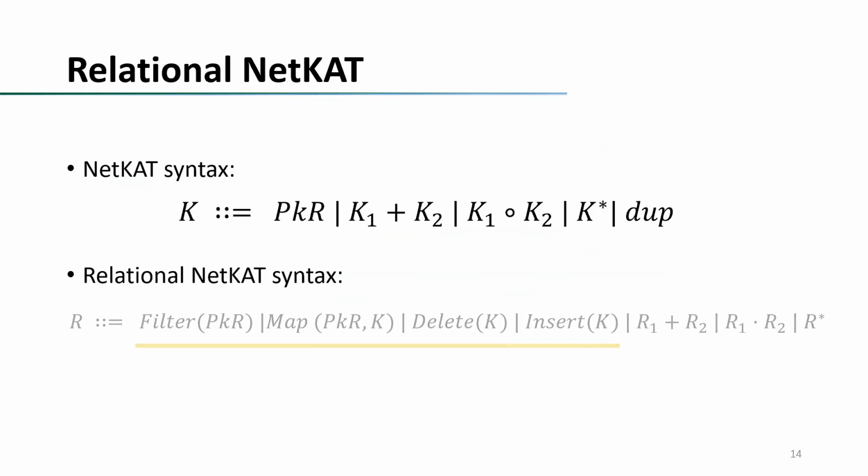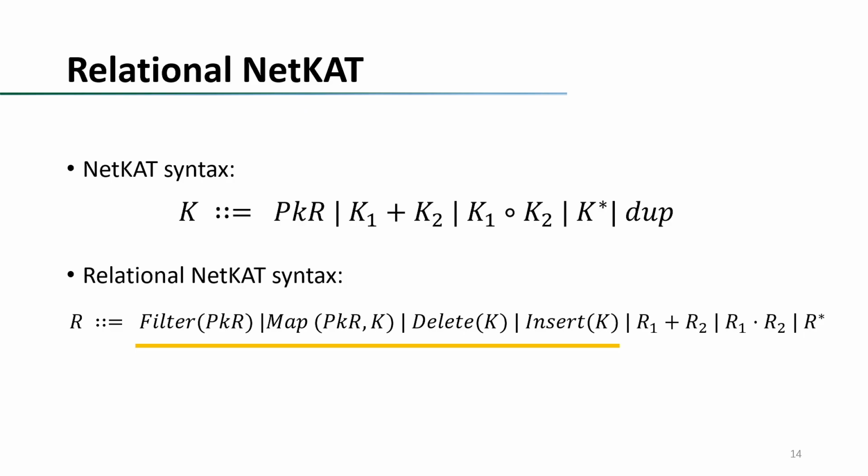So this is the design of our language, relational NetKAT. We reorganize and decompose the language constructs we talked about on previous slides into 4 basic but essential atomics, which are filter, map, insert, and delete. Besides, we also add the regular union, regular concatenation, and the regular star to compose these atomics into larger language specifications. So here is everything about the language.